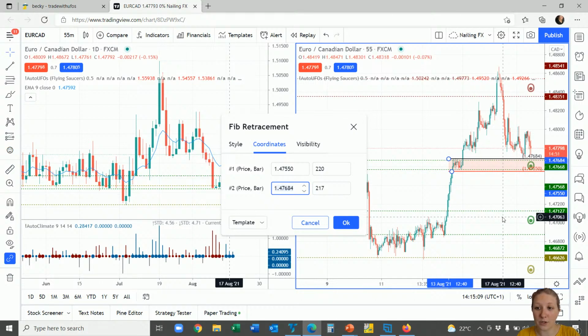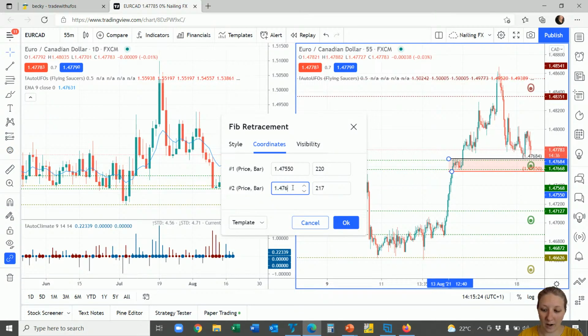So the top number is 1.47668. So I'm firstly going to round that up to 1.4767. Then I'm going to add a couple of pips. So it's going to be 1.4769. That's going to be our entry. I'm adding a couple of pips to take account of the spread here.